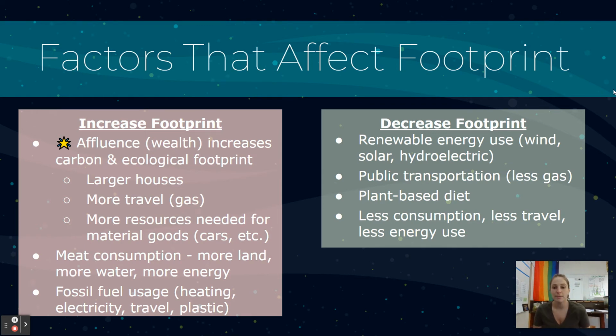Also, if you have more of a plant-based diet, we're able to grow way more plants in a smaller footprint, and it takes less to make those plants grow as opposed to keeping a cow alive. And also just generally less consumption, having more of a minimalistic life, not consuming tons of things wrapped in plastic, not needing tons of things to be made for you, maybe getting things secondhand, doing less travel, using less energy, like turning off the lights in your house, keeping your heater just a little bit lower. Those are all going to be things that decrease your carbon footprint and your ecological footprint.